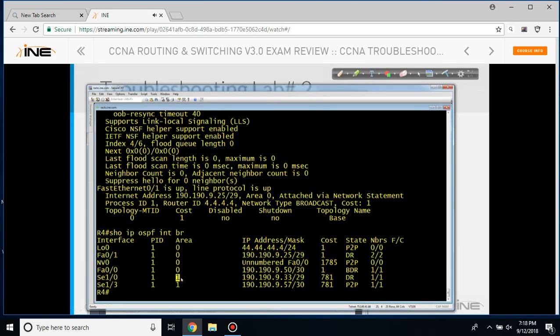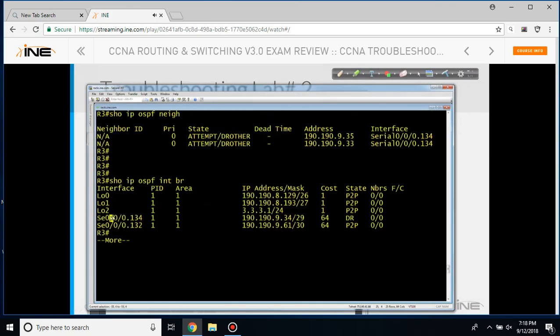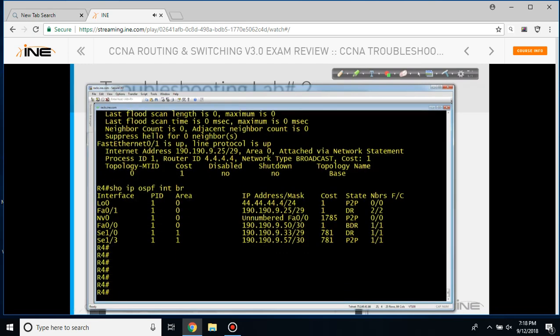It's in area 1. If we scroll up on router 3, he also had it in area 1. So our network statements are correct on both these routers. They are in the correct area, so that's good. All right, so what else could cause this OSPF neighbor relationship to fail? Well, let's see here. Maybe it's an access list problem.